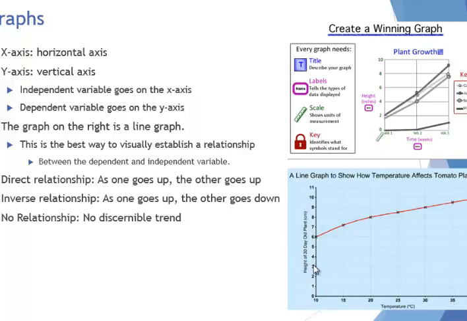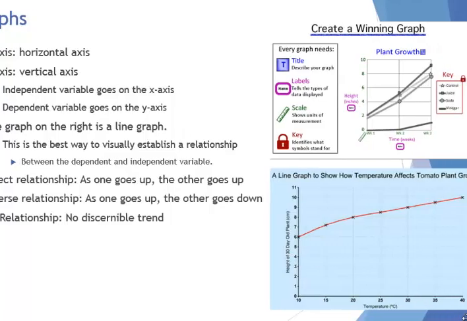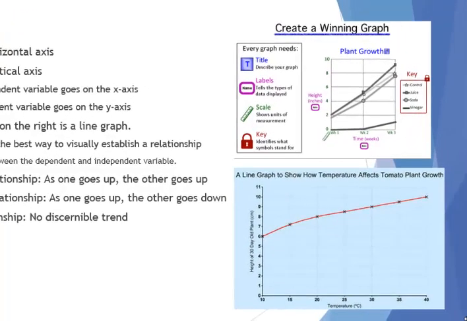On the y-axis, you put the dependent variable. In other words, what is it that you are trying to discern the effect on? In this case, this is a line graph to show how temperature affects tomato plant growth, so the tomato plant growth is the dependent variable. You might not be able to read it, but this says height of 30-day old plants in centimeters. So this is on the y-axis. You've got the dependent variable on the y-axis.